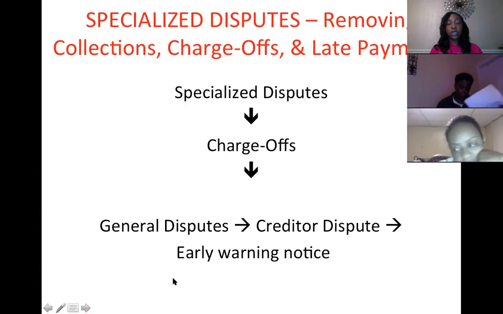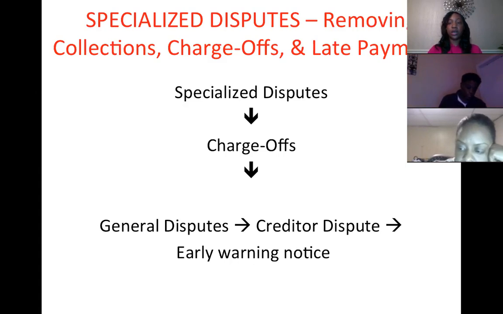Charge-offs. Charge-offs, you're going to do a general dispute with the credit bureau. All right? Remember, all disputes start with the credit bureau. Your first dispute, remember how we went over it in the beginning, right? Here's some errors you found. According to the FTC and the CFPB, they're supposed to correct them, and you want them to investigate.